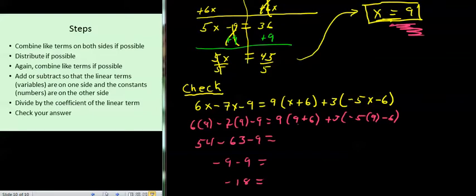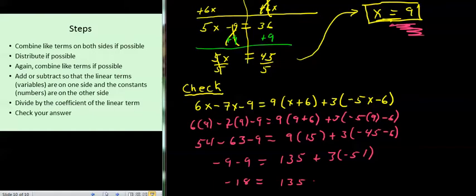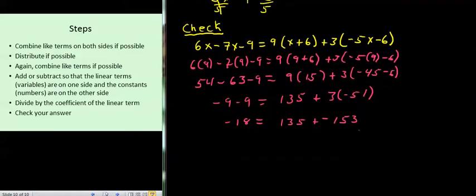Now, order of operations, I'm going to add this. 9 times 15 plus 3 times negative 45 minus 6. 9 times 15 is 135. No calculators. Plus 3 times negative 51. And I get 135 plus negative, or minus, 153. And hopefully 135 plus negative 153, that's negative 18. Awesome. Negative 18, negative 18.